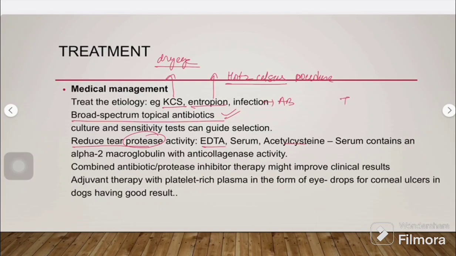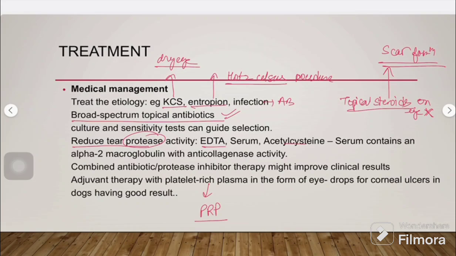One thing that should be considered in the treatment of corneal ulcer is that we should never use steroids topically, because they will cause scar formation. We can also give a new treatment called PRP, platelet rich plasma. The plasma of the animal is centrifuged and can be used as an eye drop, which gives good results in corneal ulceration.